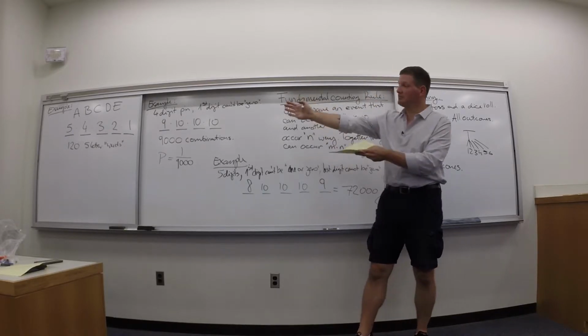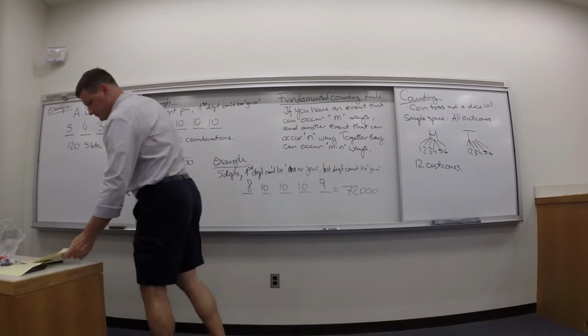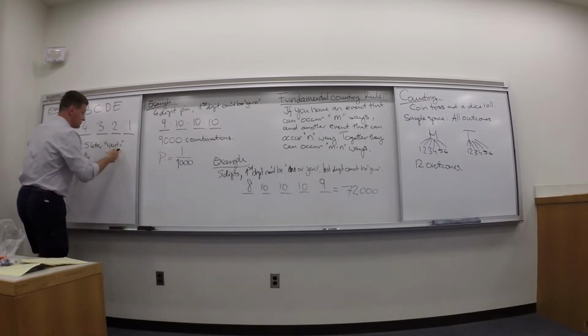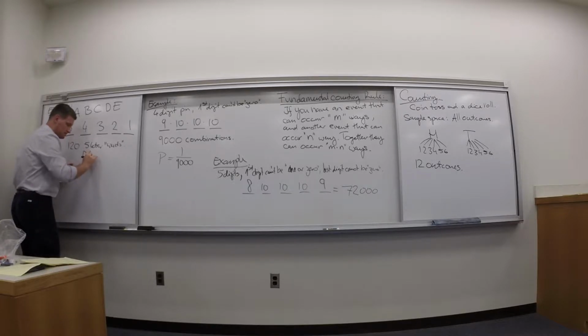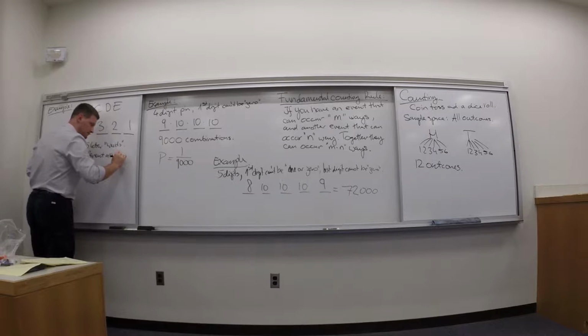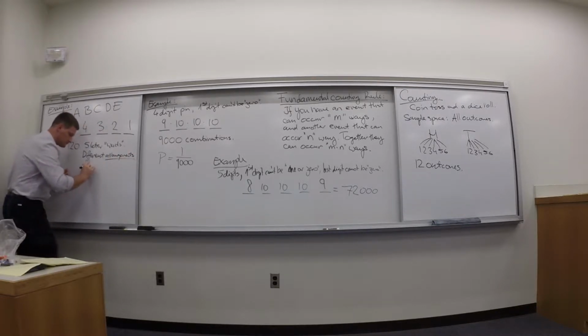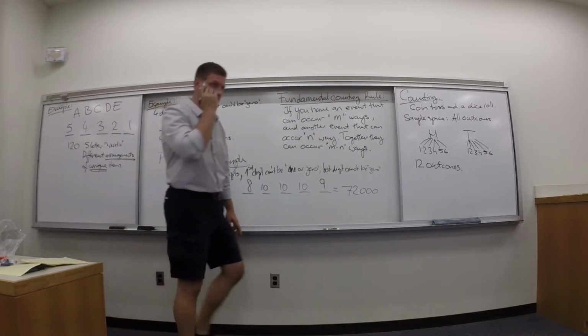But anyways, so we have 120. Now, 120 five-letter words, which is 120 different arrangements of unique items. And arrangements and unique are important words in this case.